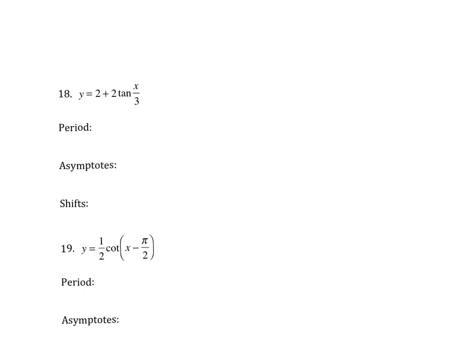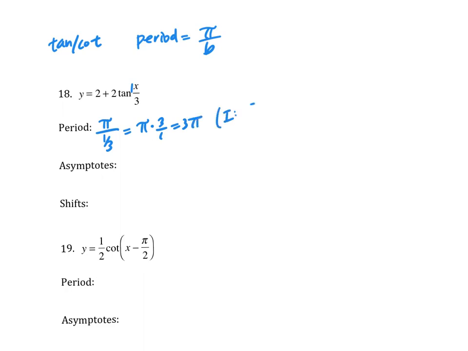Okay, number 18 and 19. Recall that when you have tangent or cotangent graphs, your period is going to be pi over b instead of 2 pi over b. So let's see here. The period is pi over b, which is 1/3. And that's the same thing as pi multiplied by the reciprocal, giving you 3 pi. That means your increment is going to be 3 pi over 4.